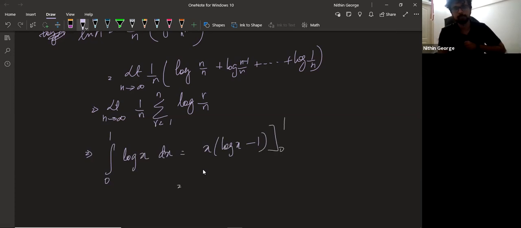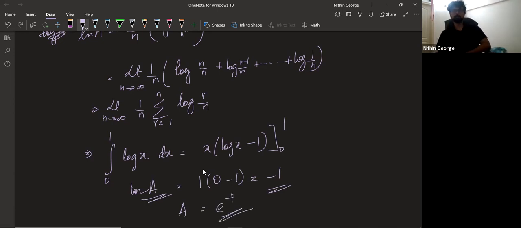From 0 to 1. 0 will be 0. 1 will be 1 into log 1, which is 0, minus 1. You get this as minus 1. And here you're getting this as ln of a. Okay, we haven't found a yet. A is e power minus 1. So 1 by e will be our answer here.